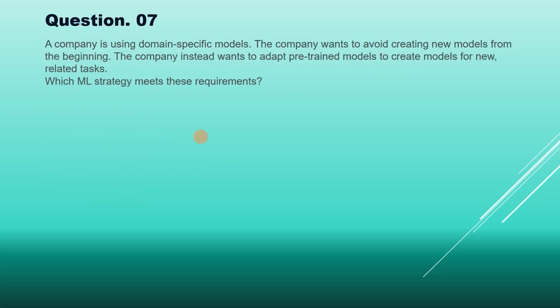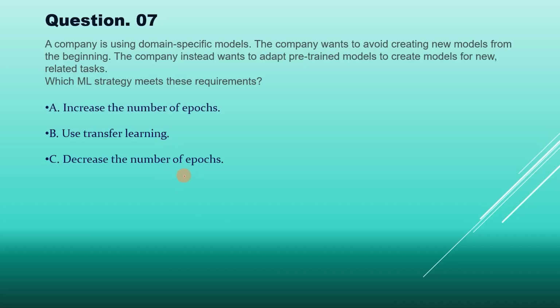And now question number 7. A company is using domain-specific models. The company wants to avoid creating new models from the beginning. The company instead wants to adapt pre-trained models to create models for new related tasks. Which ML strategy meets these requirements? And here are the options: increase the number of epochs, use transfer learning, decrease the number of epochs, use unsupervised learning. So which one will be correct? You can try to understand.